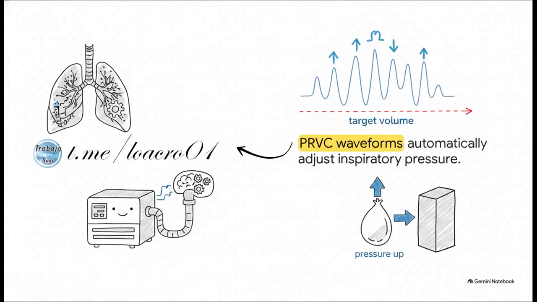If you look at the pressure waveform for PRVC, you can actually see this algorithm doing its thing in real time. Notice how the peaks of those waves are slightly shifting up and down with each breath? That's the machine sensing that the lungs maybe got a tiny bit stiffer, so it nudges the inspiratory pressure up just enough to consistently hit that target volume marker. It's this incredibly dynamic, ongoing conversation between the software and the patient's real-time physiology.